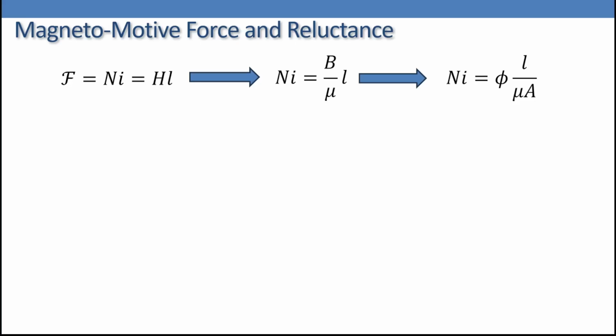L is the magnetic path length, and mu is the permeability, where mu naught equals 4 pi times 10 to the power minus 7 Henry per meter, mu r is the relative permeability, and A is the perpendicular area. This term, L over mu A, we're going to define as the reluctance, with the special letter R: L over mu naught mu r A, and it has the unit ampere turn per Weber. If we measure the reluctance in the air gap, mu r equals 1, so it equals L over mu naught A.